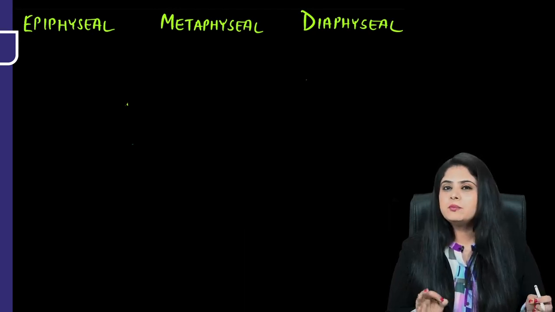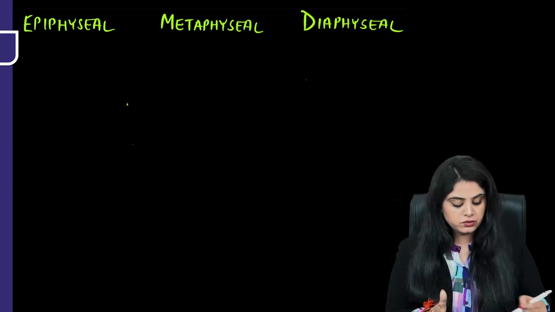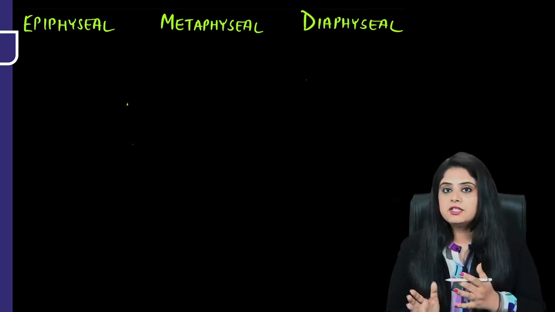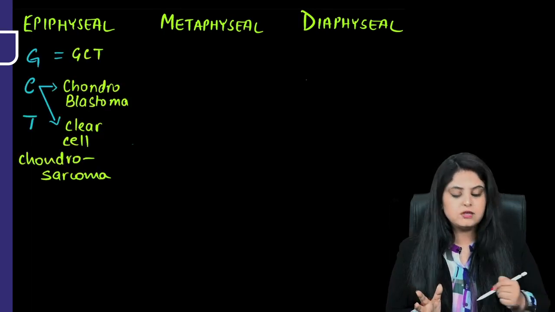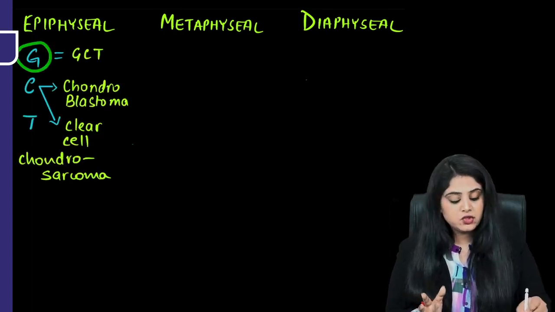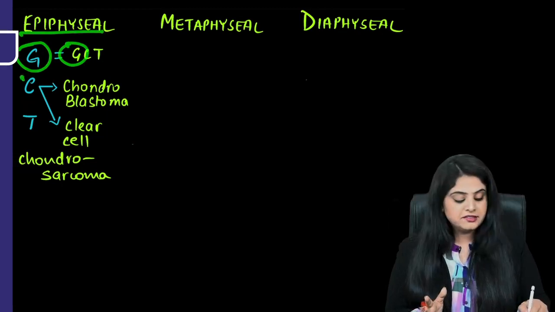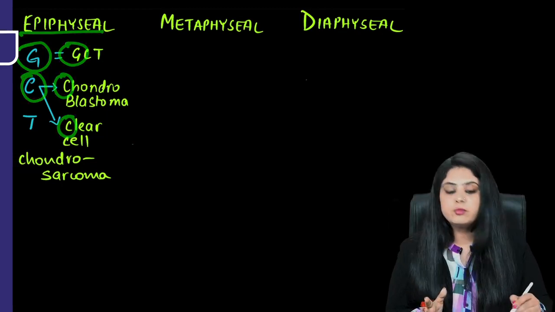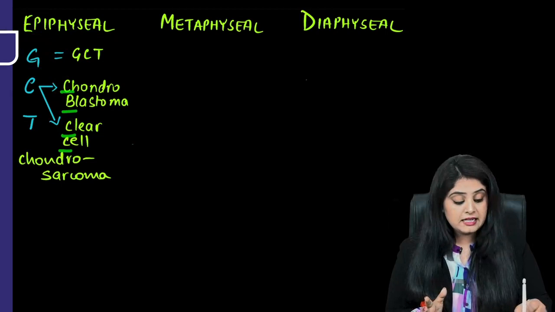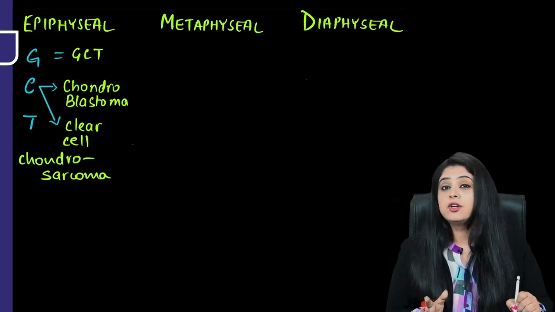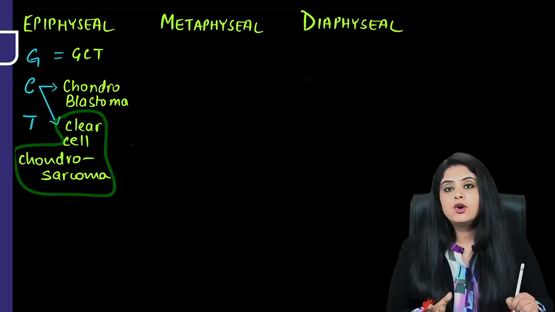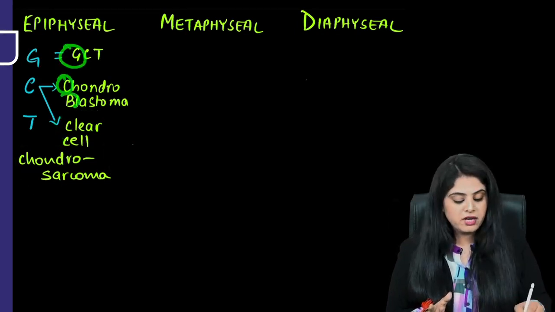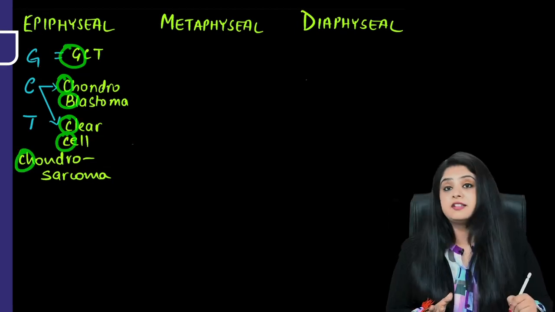Before I begin, I've got you a brief introduction about how we divide the bone tumors. So quickly going through the same. Epiphyseal, metaphyseal, diaphyseal. We have mnemonics for each. So the epiphyseal mnemonic is GCT. What is GCT? G stands for giant cell tumor, which is epiphyseal. C stands for two things, and that is going to be chondroblastoma and the clear cell variety of chondrosarcoma. Not the original conventional chondrosarcoma, but the clear cell variety of chondrosarcoma.